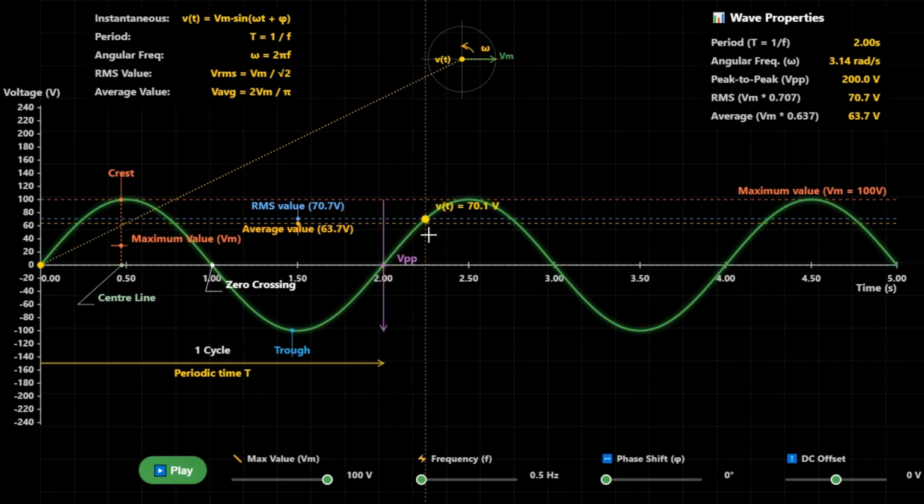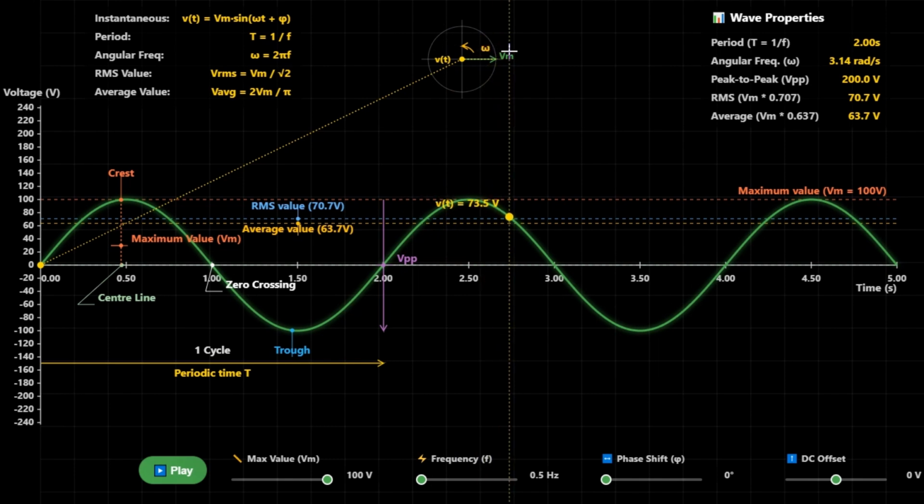Now next is omega or angular frequency. Here we can see angular frequency is denoted by omega and it is equal to 2 pi f. This is useful in physics and electrical engineering, especially for rotating systems. Here we can see this is the omega, which is the angular frequency.